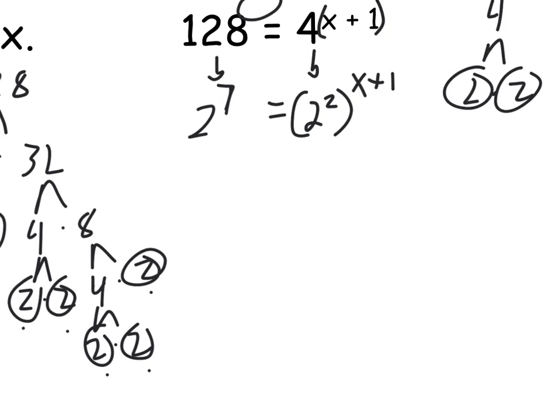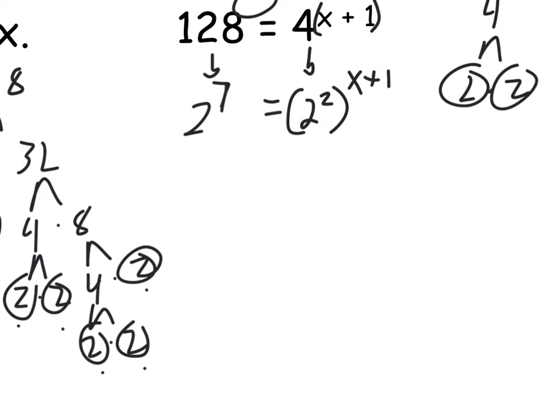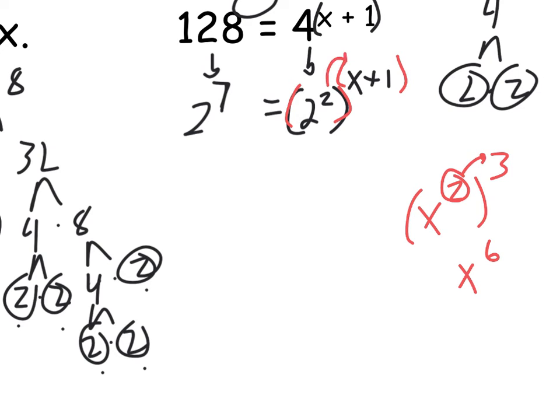Okay, so what do we do here? I can't just set the exponents equal because I have the parentheses here. Well, if I had x squared raised to the 3rd power, an exponent raised to another exponent, you multiply. This is x to the 6th. That's how I get rid of the parentheses. But you got to be careful because it's 2 times the x and 2 times the 1.